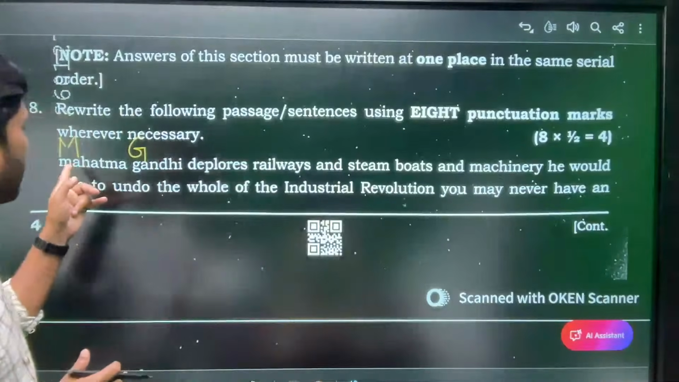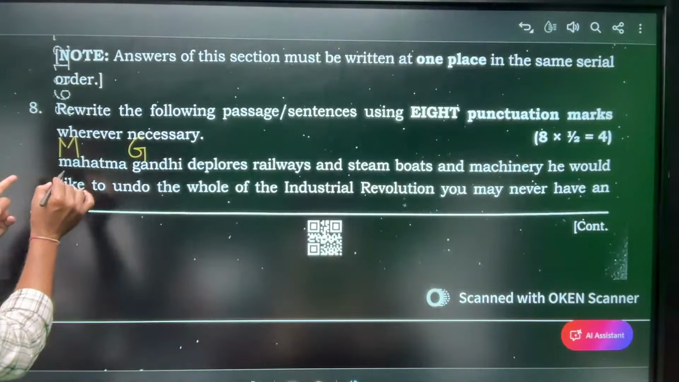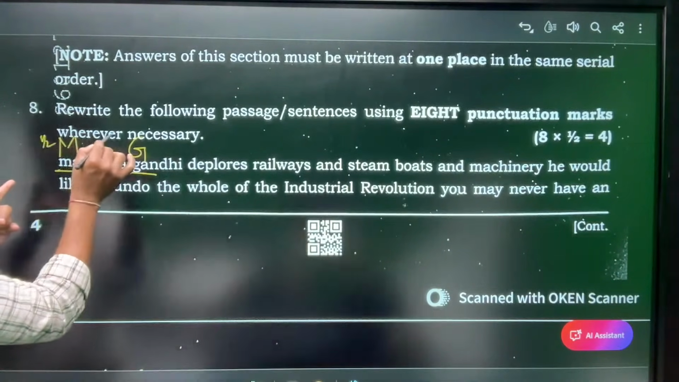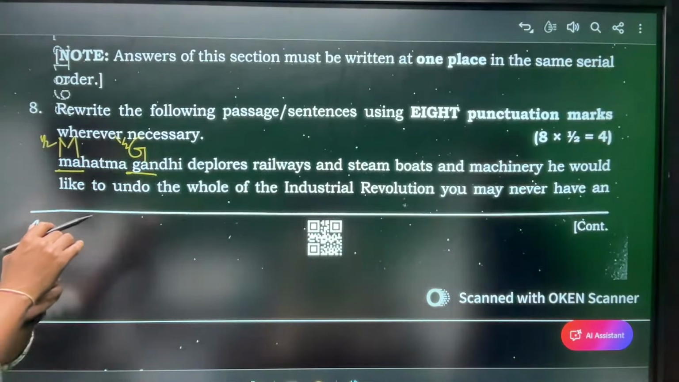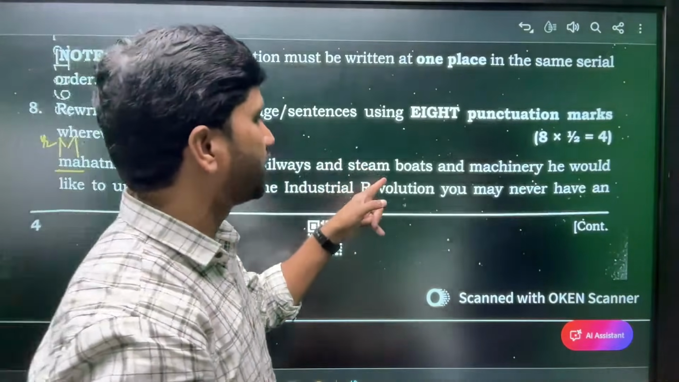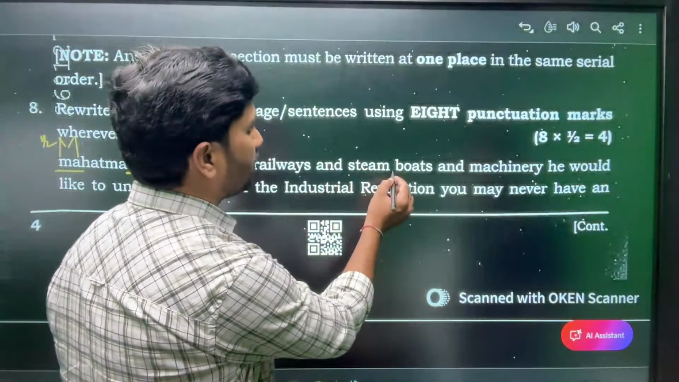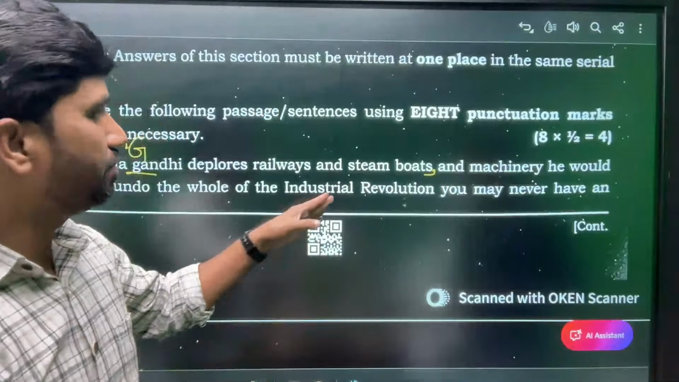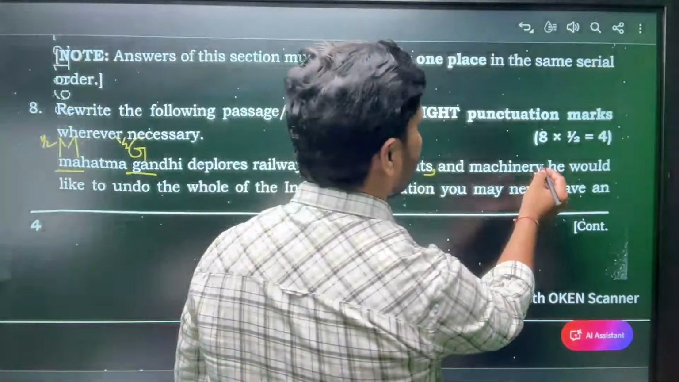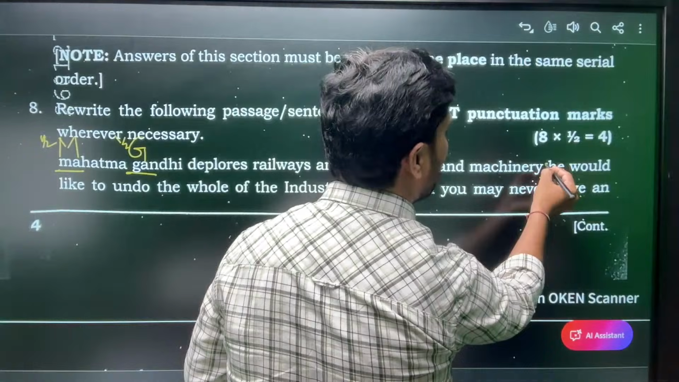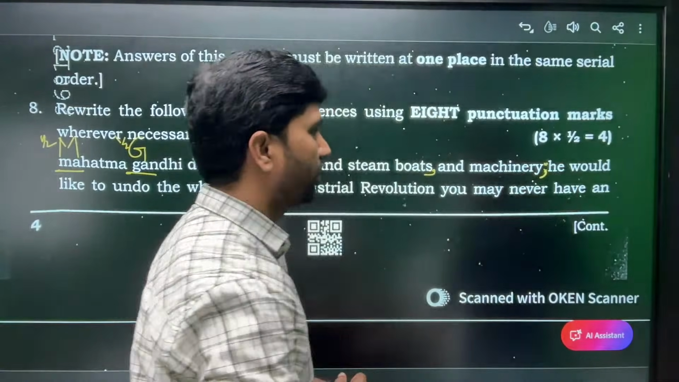So here we got Mahatma Gandhi, and M should be a capital letter and G should be a capital letter. Here we get half marks, here we get half marks. There are 1 mark. Gandhi deplores railways and steamboats. See, steamboats. Here we make a comma after steamboats and missionary. See, here we make a semicolon. One is a full stop and another one is a comma.